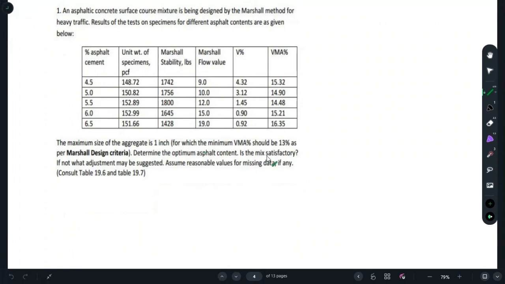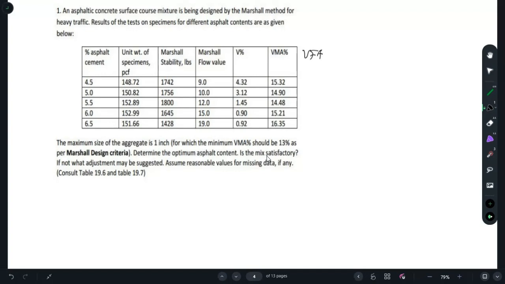This is our second problem on Marshall mix design. In our first problem, we learned how to calculate percentage of void of air, percentage of void of mineral aggregate, and another one that was void filled with asphalt. So we'll find that again, void filled with asphalt.